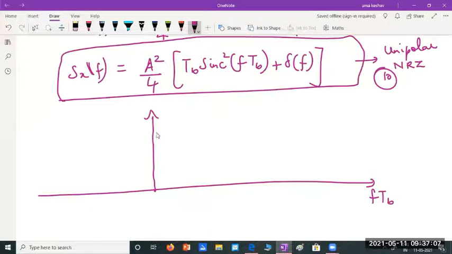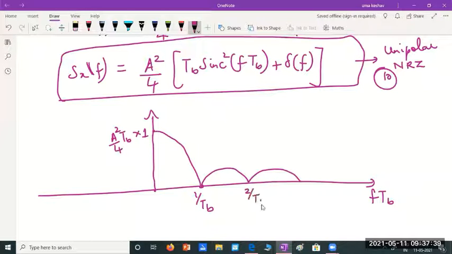We know sinc square f T_B. I'll plot a one-sided plot. It would look something like this. It would come and touch 0 at 1 by T_B, and here the amplitude would be 1. I'm just showing sinc square f T_B. But if I multiply this by A square by 4 into T_B, the amplitude changes. I have to continue this: 2 by T_B, 3 by T_B, and so on. So this is the plot of the first part.